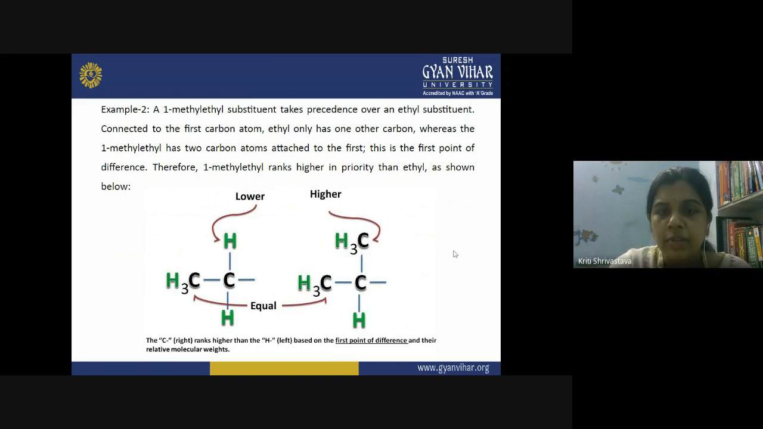Connected to the first carbon atom, ethyl only has one other carbon, whereas the one methyl ethyl has two carbon atoms attached to the first. So this is the first point of difference, and therefore the one methyl ethyl ranks higher in priority than the ethyl. So I hope these rules are getting clear to you. Now let us move forward.